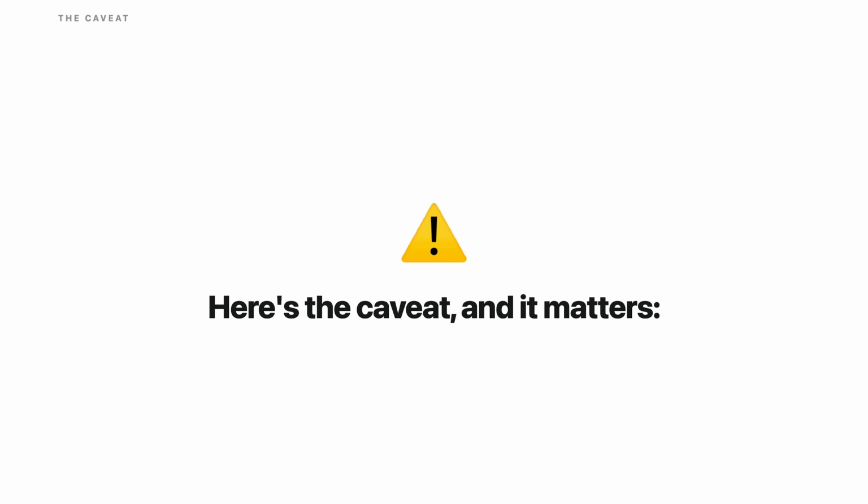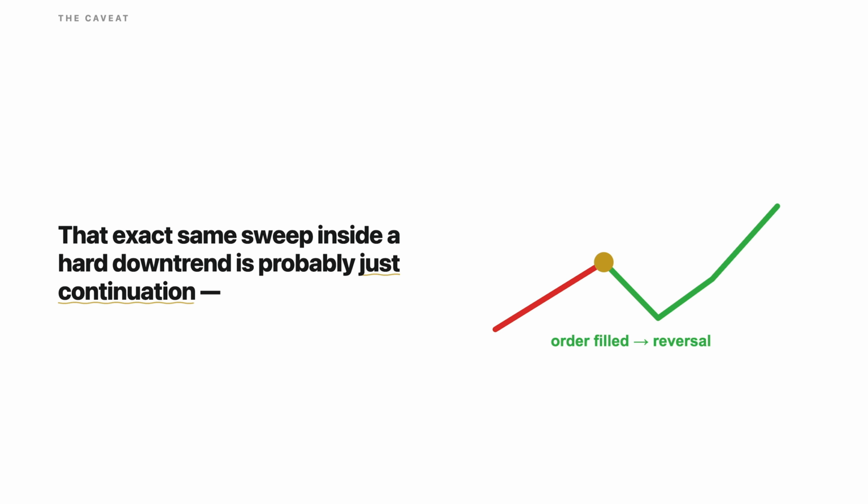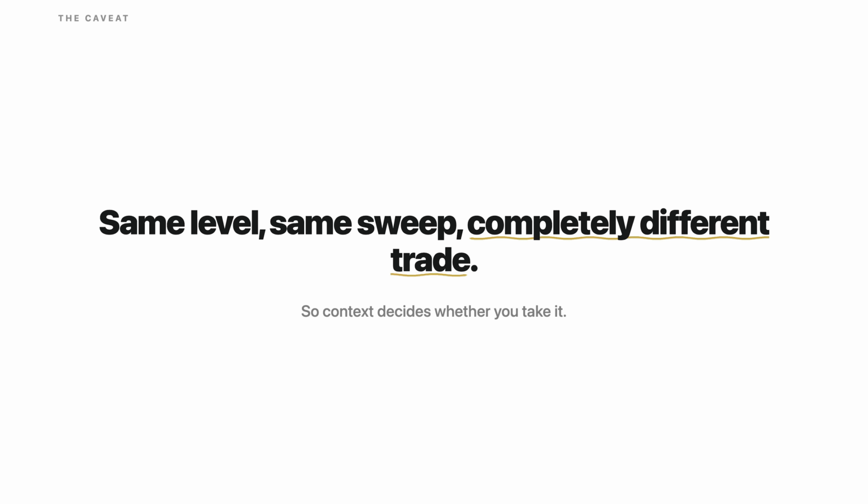So here's a caveat, and it matters. A sweep of the previous day's low inside a bullish context is a high quality long. The exact same sweep inside a hard downtrend is probably just a continuation to the downside. The market is just going lower and it's not coming back for you. Same level, same sweep, completely different trade. So the context decides whether you take it.